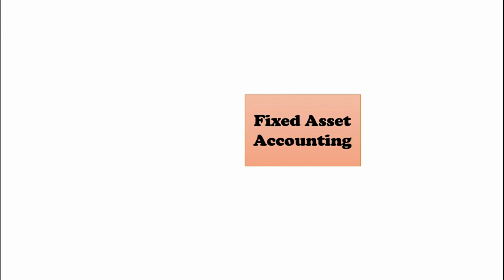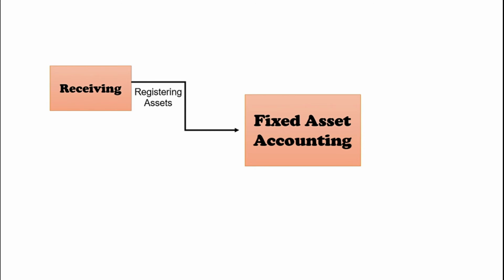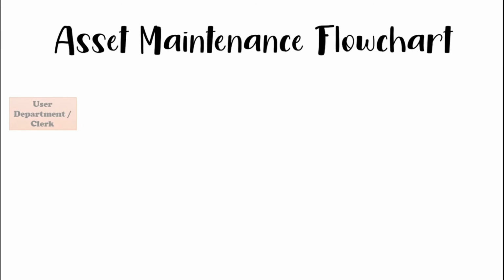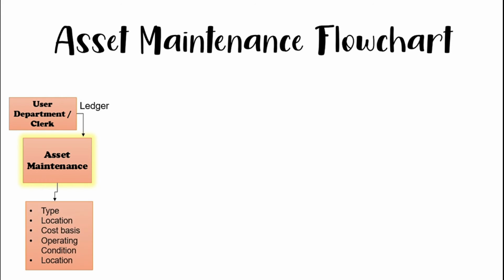The process of such is the following. After the asset has been acquired by the department, the clerk will receive a registering asset report from the receiving department and the asset cost data from the accounts payable department. These reports will provide evidence that the assets are received and show the costs of such. The clerk then creates a ledger or file to keep track of the acquired fixed asset, and that is to be called asset maintenance. Information encoded includes its type, location, cost basis, operating condition, etc.